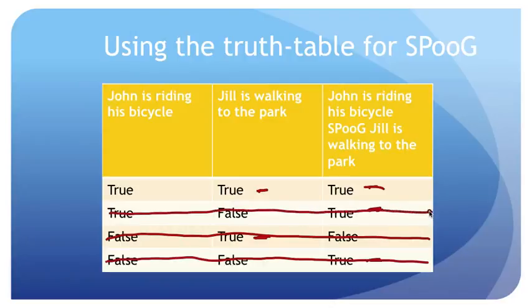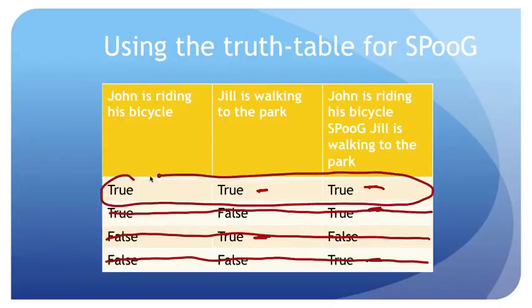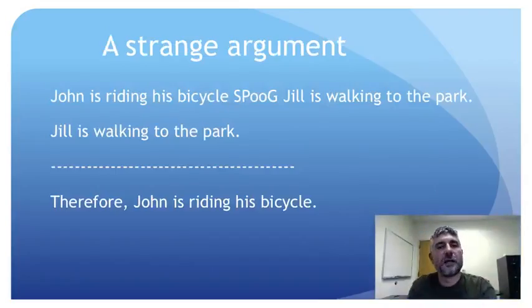So, if premises 1 and 2 are both true, that tells us that we've got to be in this scenario. But in this scenario, it's got to be true that John is riding his bicycle. And so, using the truth table for spoog, you can figure out that this argument is valid. And you can explain why it's valid.